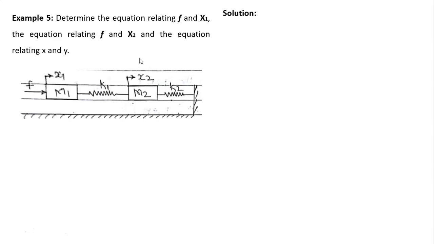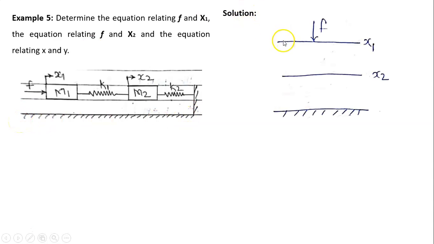Now, we will find out its grounded chain representation. What is the first step? First step is to draw the coordinates. How many coordinates are there? Three coordinates, x1, x2 and ground. Therefore, draw the three lines, x1, x2 and the ground line. And since force F is acting at x1, show force F acting at x1.